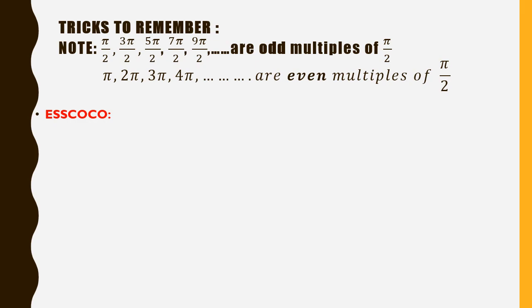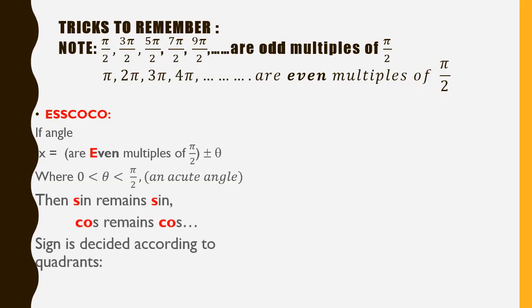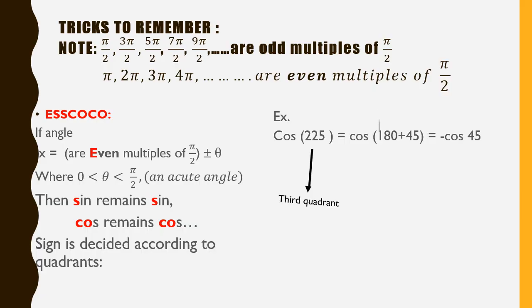Then we get the first rule. That's SCOCO. What does that say? If x can be written as an even multiple of pi by 2 plus or minus theta, where theta is acute, then sine will remain sine and cos will remain cos, and the sign will be decided according to the quadrant where the angle falls. For example, cos 225 can be written as 180 plus 45, right? Now using this rule, 225 lies in the third quadrant. 180 is an even multiple.